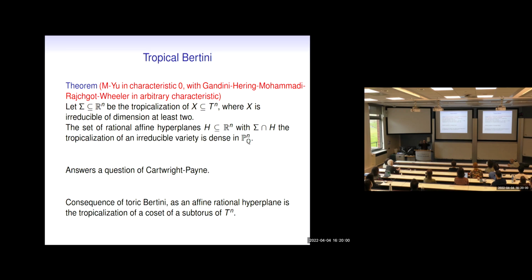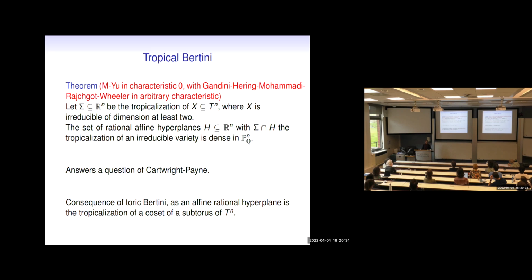It says if I have a set sigma, the tropicalization of an irreducible variety of dimension at least 2, then we claim the set of rational hyperplanes H for which, if you intersect sigma with H, you get the tropicalization of an irreducible thing, is again dense. So it's the same sort of flavor as the toric Bertini theorem. We're getting that the set of hyperplanes is dense in my projective space.